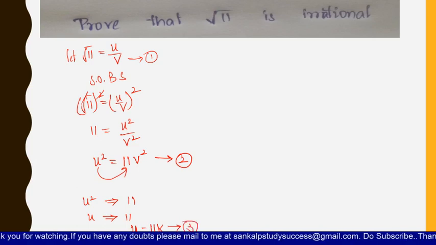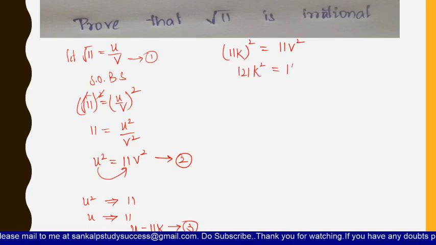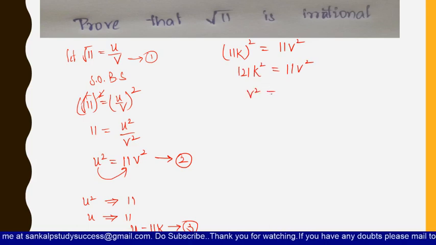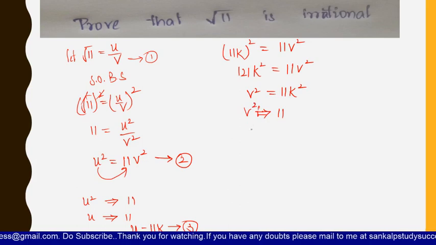Now you can substitute this 11k in equation 2, right? So that you will get (11k) whole square is equal to 11v square. Okay, here 121k square is equal to 11v square, and here 11 gets cancelled, and you will remain with v square is equal to 11k square. That means what? v square is divisible by 11. That means v is also divisible by 11, right?